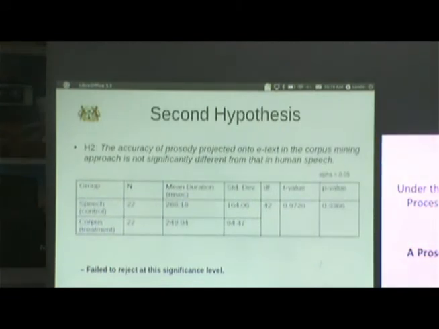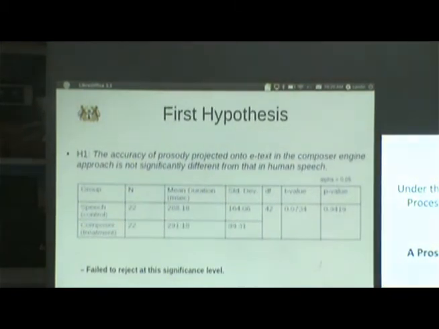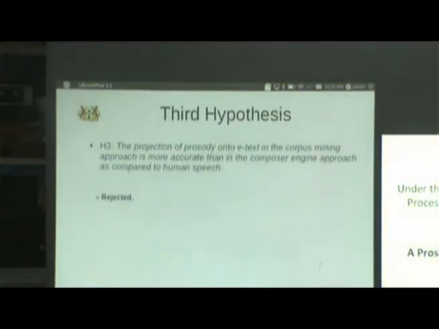Right? The second one, the accuracy of prosody projected onto e-text in the corpus mining approach, which is a solution, is not significantly different from that in human speech. Again, we get a value that's higher than our alpha value, and we also fail to reject this one, which means that both methods are comparable to human speech, but in the third hypothesis, which one is more accurate?